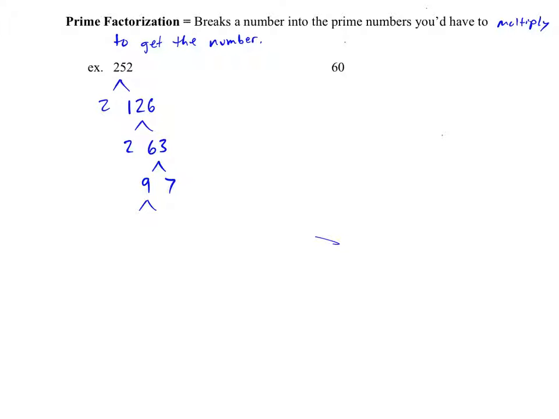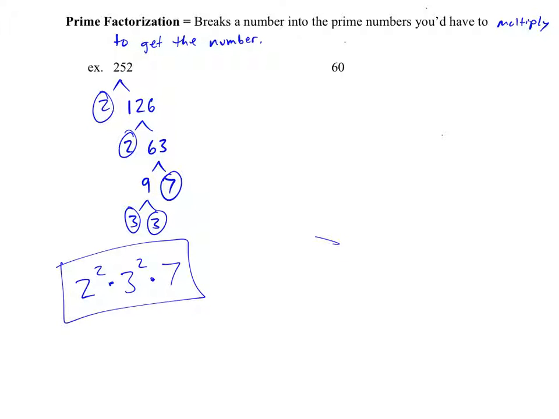A lot of people will go through and kind of circle those endpoints, circle those prime numbers they had. But the proper way to write the final answer is, we have 2 of the 2s. So we could write 2 squared times 3 squared, because there's 2 3s, and times 7. Good. And write it smallest to largest. It'll just make life easier down the road. So 2 to whatever power times 3 to whatever power times 7 to whatever power.